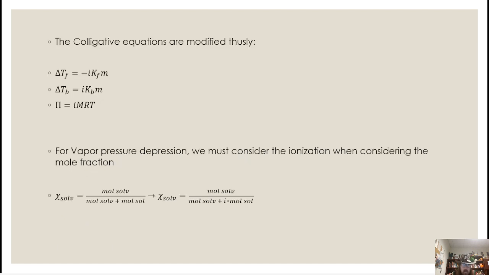So with that in mind, our new colligative equations look like this. The delta T sub F equals negative i KF m. The delta T sub B is equal to i KB m. And our osmotic pressure is i MRT. Now the vapor pressure depression, you would consider the ionization when considering the mole fraction, but that rarely is the case. Sometimes you need to consider that, but it's a little trickier. We won't usually deal with that.